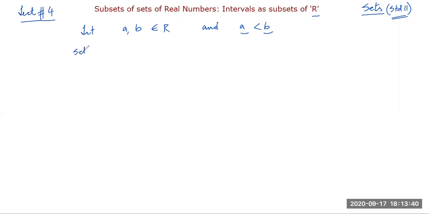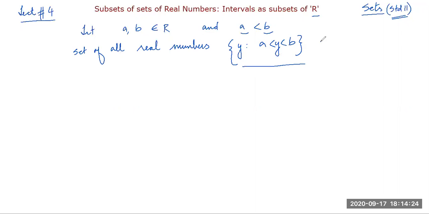Now, the set of all real numbers defined, in set builder form, as the set of all y such that y lies between A and B. See that, students, here I'm not taking y either equal to A or equal to B. In this case, this set of all real numbers is called an open interval.